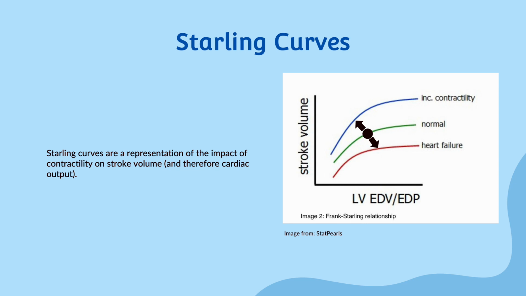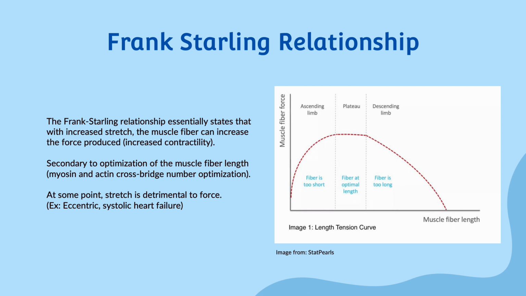In the clinical setting, Starling's principle is useful to understand the cardiac output, cardiac function, and to recognize the causes of heart failure. It also helps to identify the response of the heart to various drugs and other interventions. The Frank-Starling relationship essentially states that with increased stretch, the muscle fiber can increase the force produced. This is known as increased contractility and is due to the optimization of muscle fiber length.